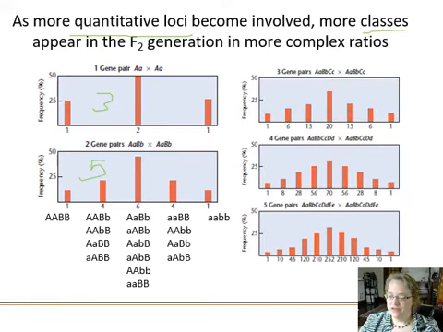And then as we get to 3 gene pairs, now you've got 7 categories. Now you've got 9, you're up to 11. And this just gets more and more looking like a quantitative curve there. So is it possible to figure out how many genes are actually affecting a trait? Yes, you can.